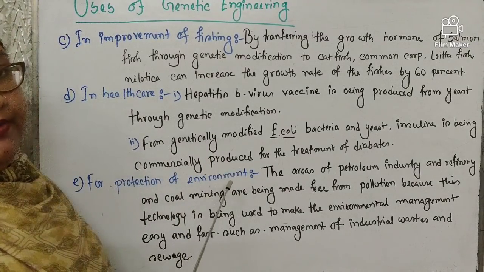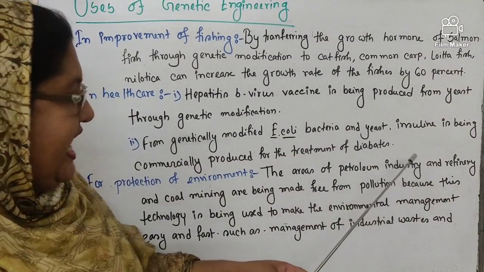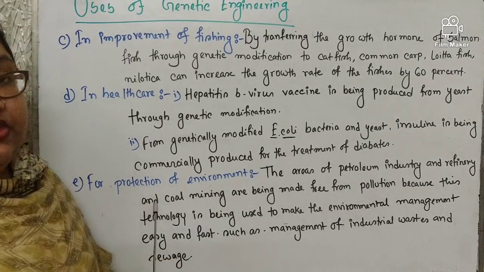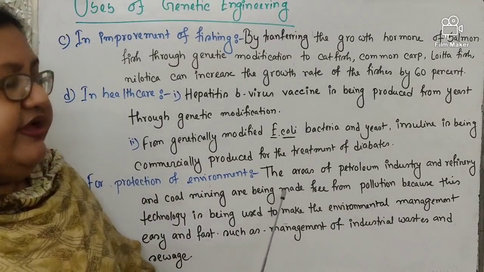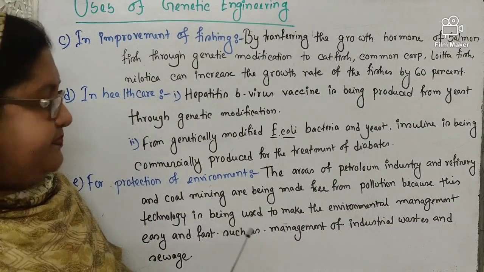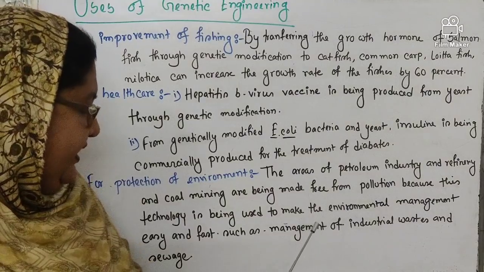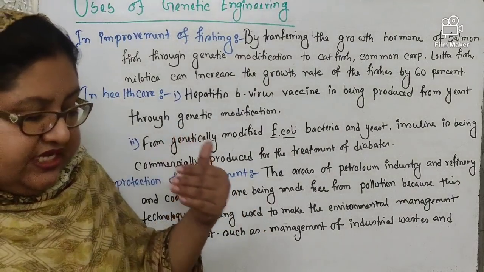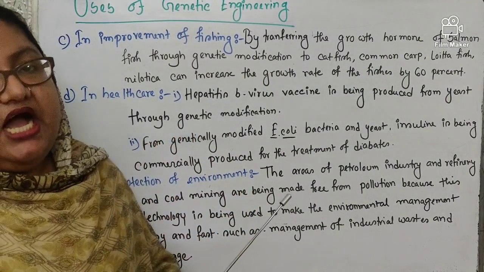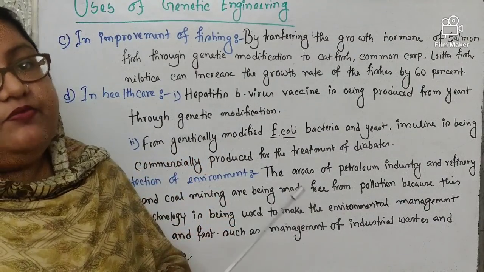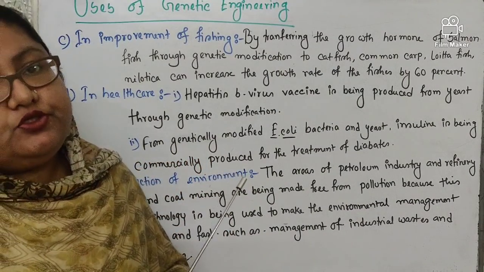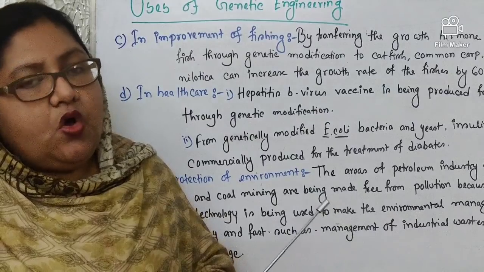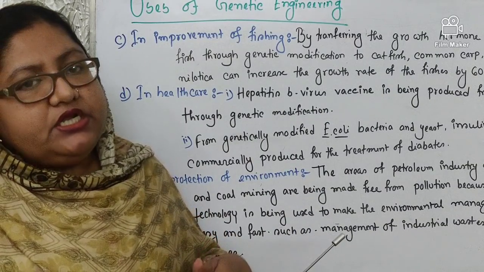For the protection of the environment, the areas of petroleum industry and refining and coal mining are being made free from pollution. This technology is being used to make environmental management easy and fast, such as management of industrial waste and sewage. Dr. M.K. Chakraborty, a scientist, invented genetically modified Pseudomonas bacteria, which helps to disintegrate or degrade the oil and hydrocarbon to make the environment pollution free.